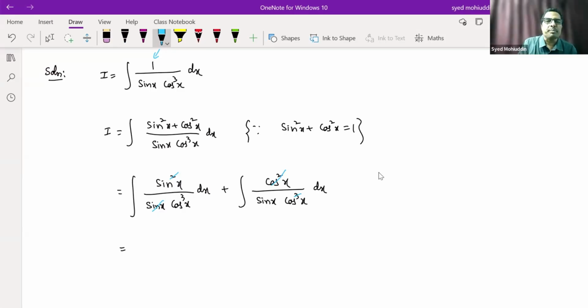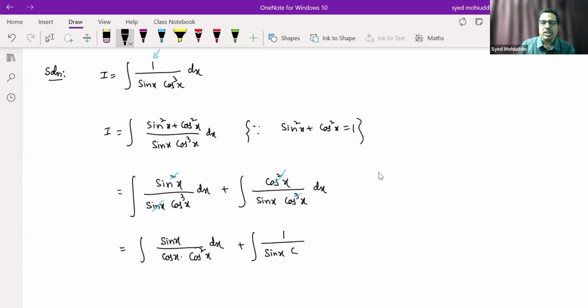So if you try to rewrite this one, I'll be getting integral of, this is sine. Can I rewrite this as sine of x divided by, can I write this cos cube as cos x into cos square of x? Can write in this way. Cos x into cos square of x plus integral of, here cos square is gone and you're left out with 1 by sine of x into cos of x into dx.